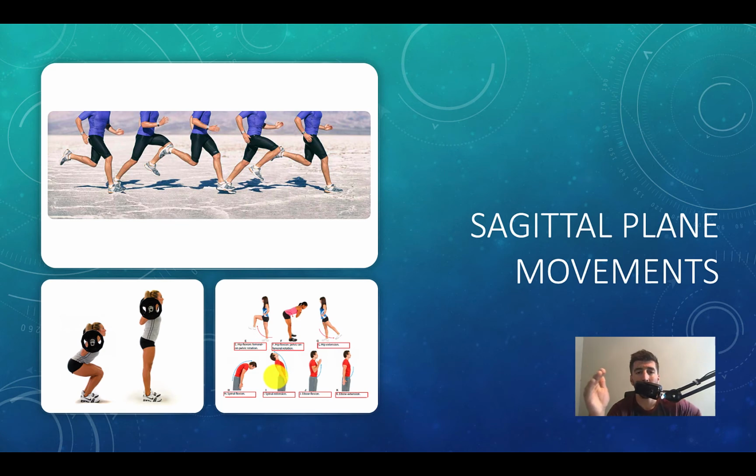Sagittal plane movement, remember, it's dividing us into right and left sides, but we're moving in parallel with the plane. So that means we're going to be doing forward and backward motions: running, jogging, squatting, hip flexion extension, knee flexion extension, elbow flexion extension. Elbow flexion extension is a little bit goofy. But spinal flexion extension is another good example as well. So that's what each one of these pictures is showing you, that it's moving in parallel with the plane.